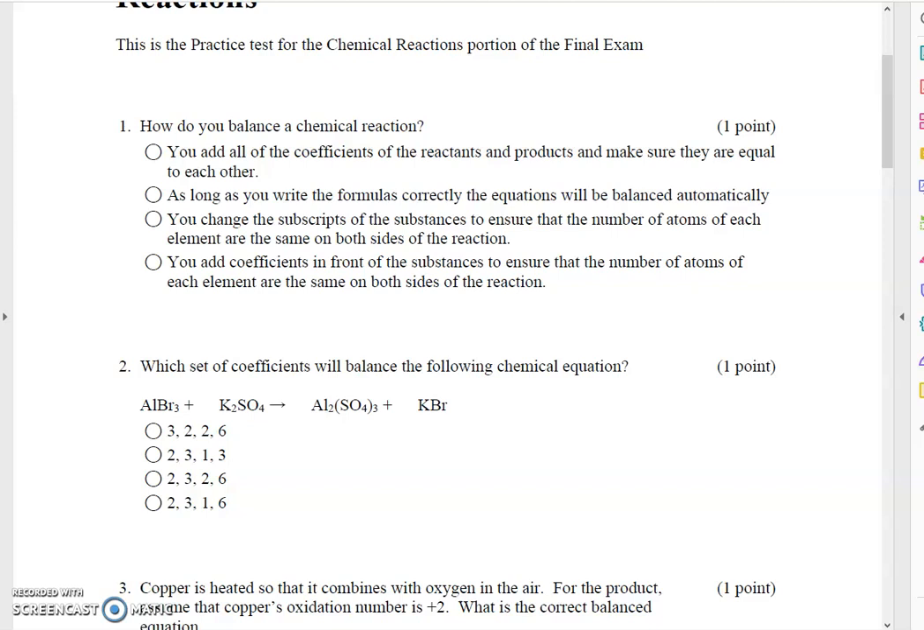For a chemical reaction, remember, for one thing, you never change the subscripts. What you have to do is write out the chemicals how they should be written, and then the only thing you do is add coefficients where you need to get everything equal to each other, which ends up being this one here. The second option is saying as long as you write the formulas correctly, you won't have to balance it. That's incorrect. You are probably going to have to add coefficients for most of these. And adding them up to make sure the coefficients are equal doesn't really make any sense. Right? So you add coefficients, make sure each element is equal on each side of the chemical equation.